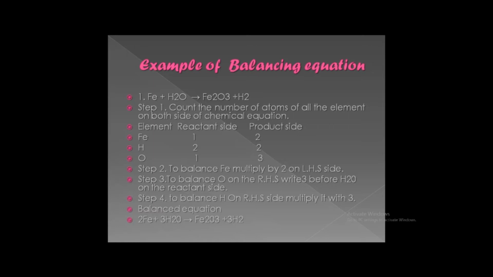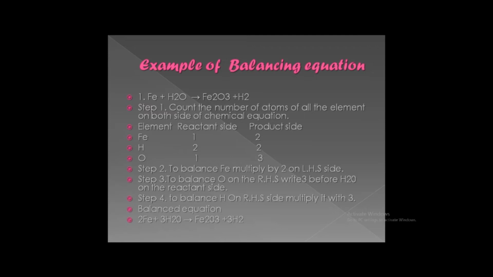Then we will move to the product side. Iron atoms are 2, oxygen atoms are 3, hydrogen atoms are 2. In the first step, we write the number of atoms of each element present on the reactant side, and then how many atoms are present on the product side. Step 2, to balance. Now we see iron on the reactant side was 1, on the product side it was 2. So we have to make iron 2 on the reactant side. So we will multiply by 2 on the left-hand side, meaning the reactant side.